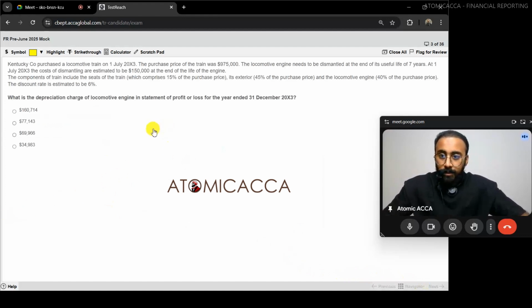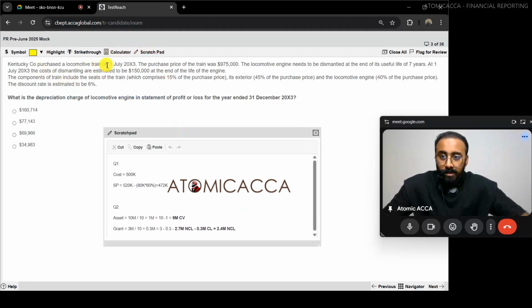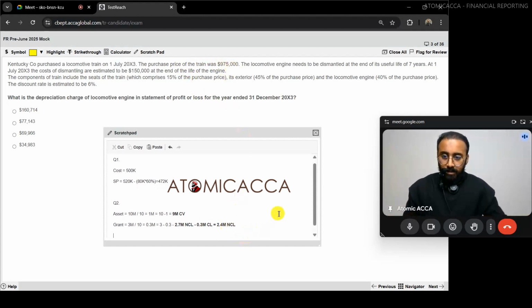Let's get going to the next one. What is the depreciation charge of locomotive engine in SOPL for year ended 31st December X3? Year ending is 31st December X3. They want the depreciation for engine in SOPL. Okay. Kentucky company purchased a locomotive train on 1st July X3. This is the story beginning. Year ending is 31st December X3, so that is like 6 months. July, August, September, October, November, December. Yeah, 6 months. Purchase price of the train was 975,000. Okay, so some number work is there.